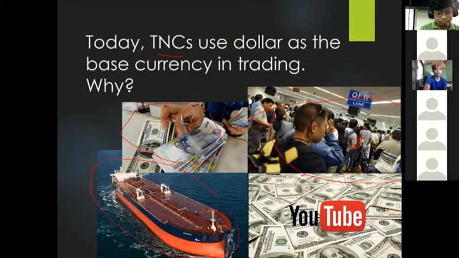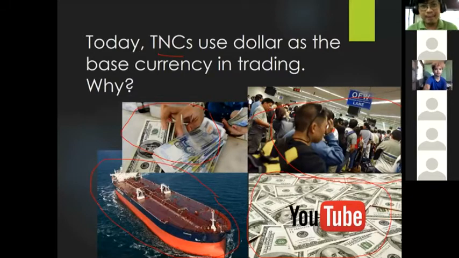Yung ating mga oil companies, when they import oil galing ng oil importing countries, ang gamit nila, dollars. Pag ikaw ay isang vlogger and babayaran ka ng YouTube, babayaran ka in dollars. Tapos papalitan ng piso pagdating dito.